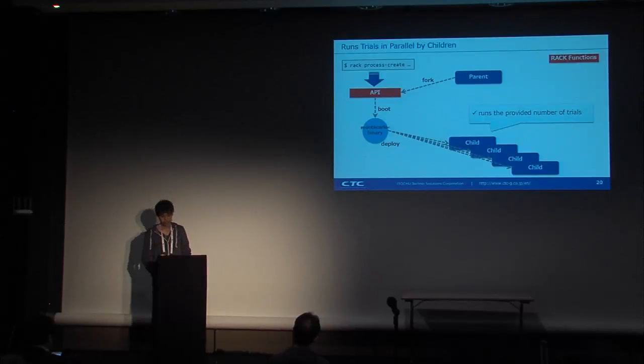So actually, the fork means calling a RAC API. And the parent process forks with the option, the calculated number of trials. Then the children processes will be deployed from the same binary as the parent process. So each child process runs in parallel after the simulation has started.